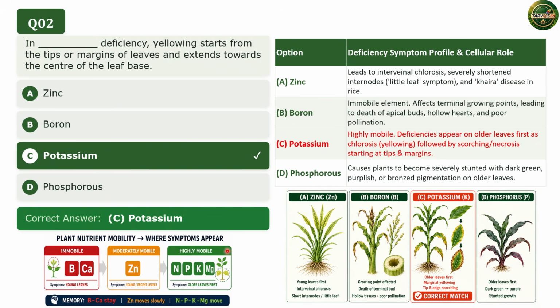First one is highly mobile. In this case, when the plants are not supplied with an adequate amount of nutrient, these nutrients will be translocated from the roots to the tips of the plant, that is the young growing tip of the plant. So the symptom will appear on the older leaf or the older part of the plant. In case of immobile nutrients, these nutrients will not be translocated, so the symptom will appear on the younger part of the plant. And in case of moderately mobile nutrients like zinc, they move slowly in the plant and the symptom may also appear in the young or recent part of the plants.